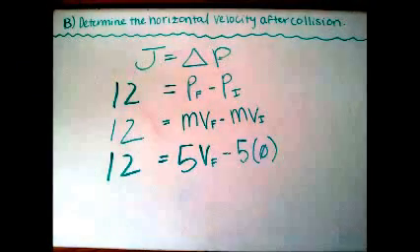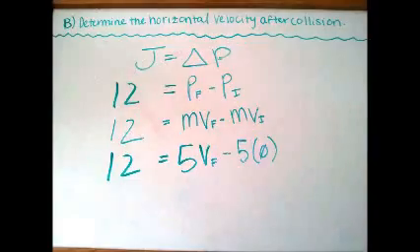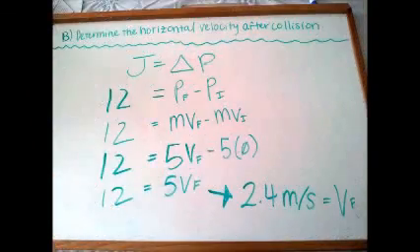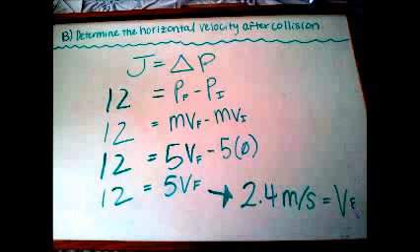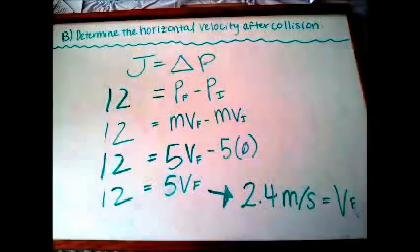Because we know that the mass is 5, we can exchange m for 5. We are solving for VF, so we leave it the same, and we can exchange velocity initial for 0 because initially the object is not moving. So we get a new equation of 12 equals 5VF minus 5 times 0. With the new equation 12 equals 5VF, we get a horizontal velocity after the collision equaling 2.4 meters a second.